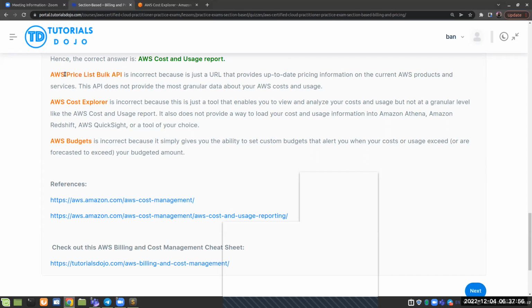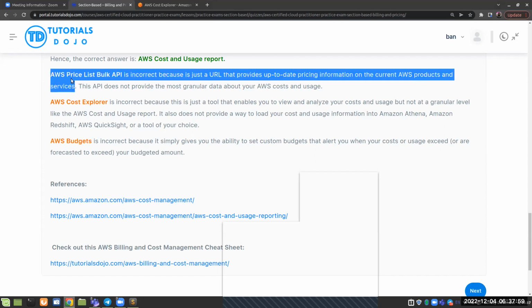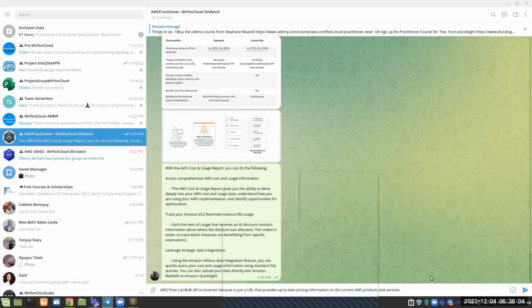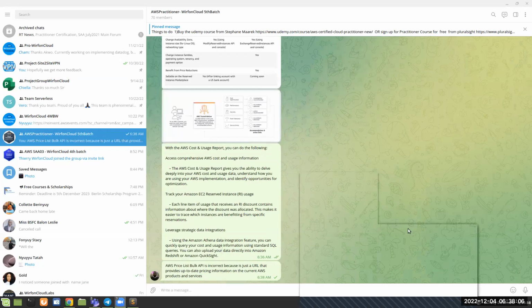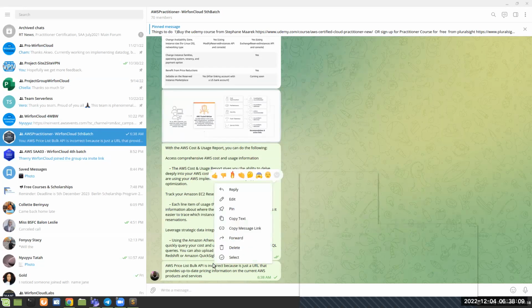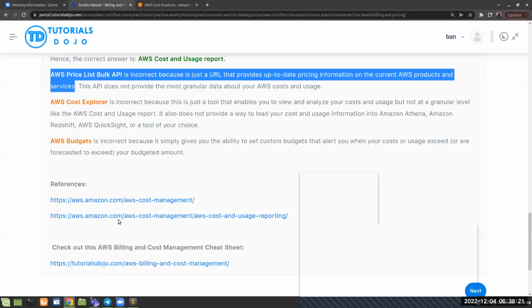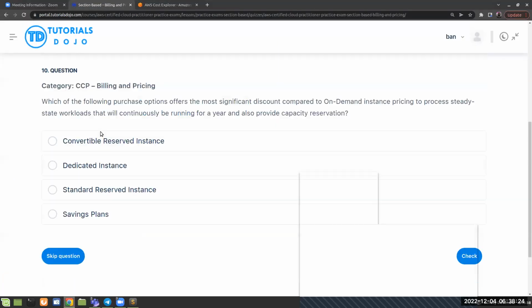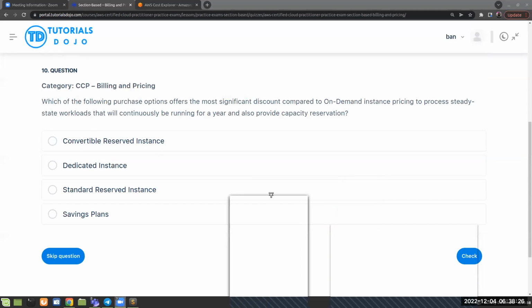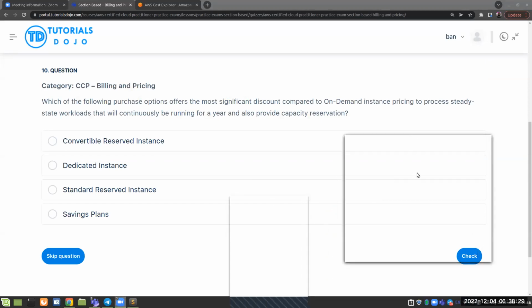So maybe I'll copy and paste what the AWS pricing report is all about. Okay, I wanted to edit that. So the definition of what it is is important. All right, let's go to the next question. I hope no one had a question on that.